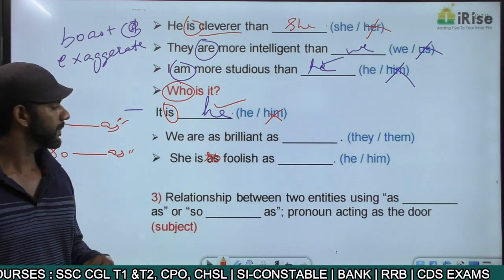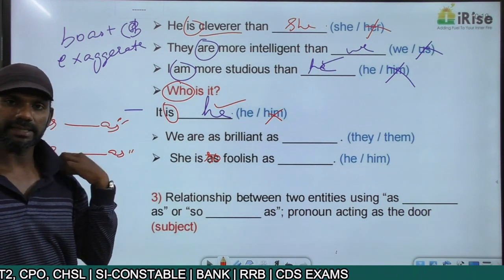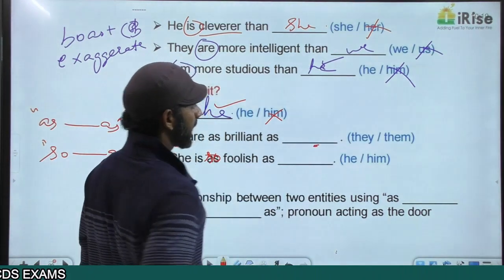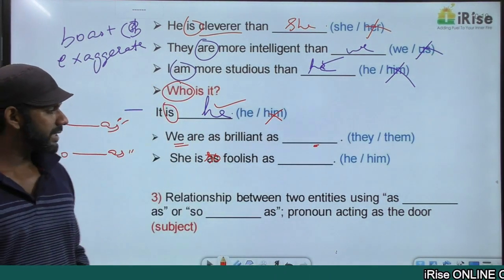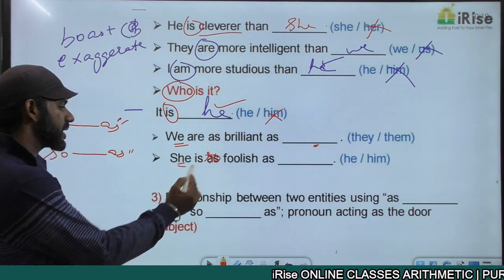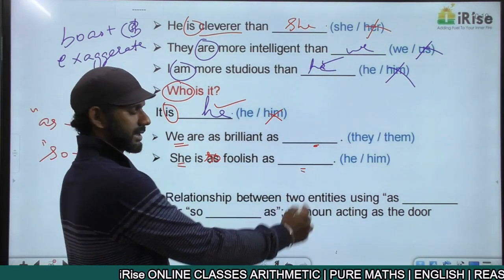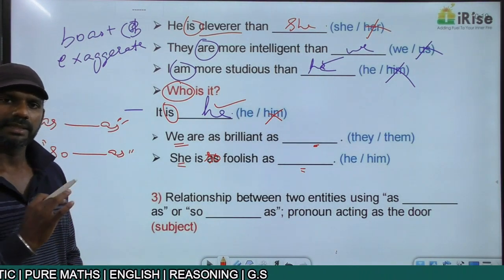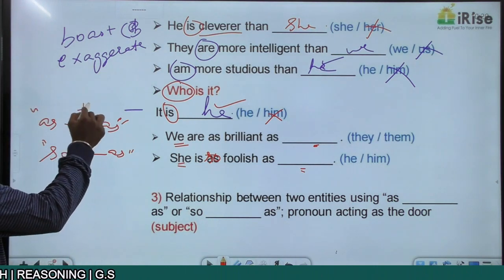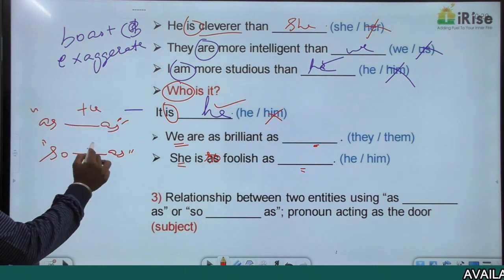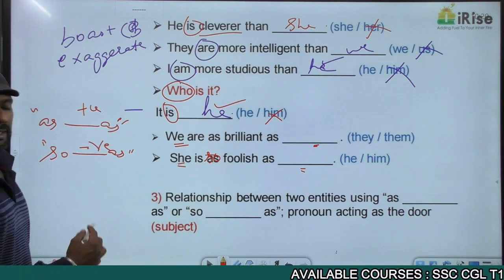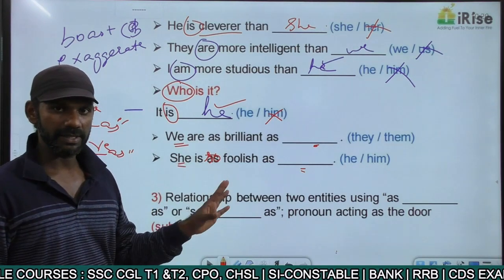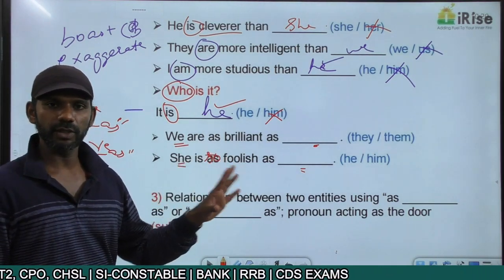Come to the first sentence once again. We are as brilliant as dash. We have two entities here. The pronoun we is one entity, the blank is the other entity. Similarly, she is so foolish as dash. She is one entity, the blank is the other entity. So we use "as dash as" and "so dash as" to draw a relationship between two entities. The only thing is, "as dash as" is used for a positive comparison, whereas "so dash as" is used for a negative comparison. That's why I said "as brilliant as": brilliant is positive. "So brilliant as" was a printing mistake, a typo. "So foolish as": foolish is negative.